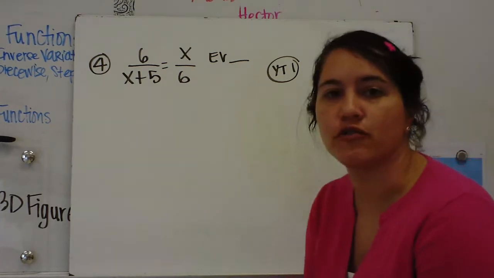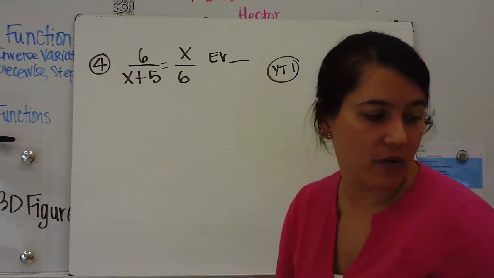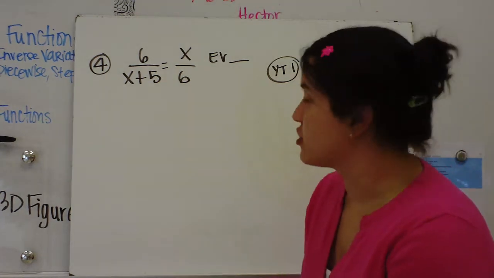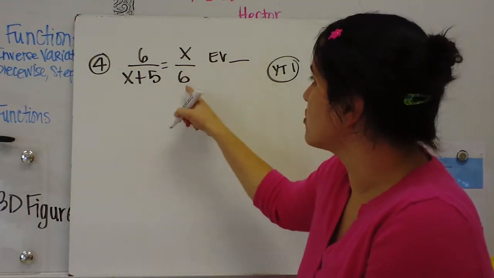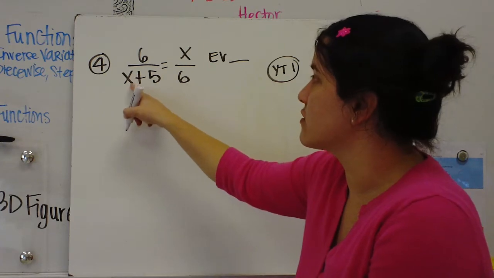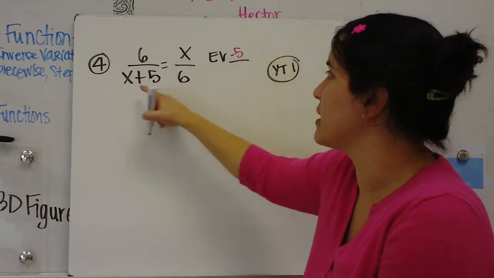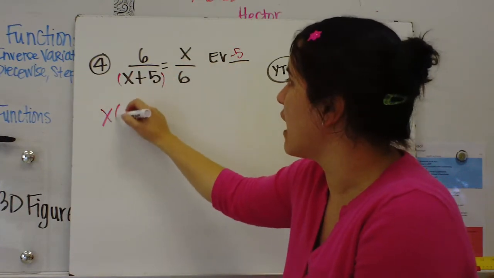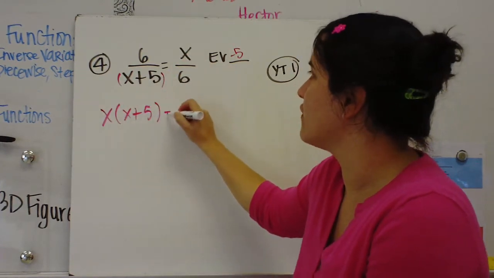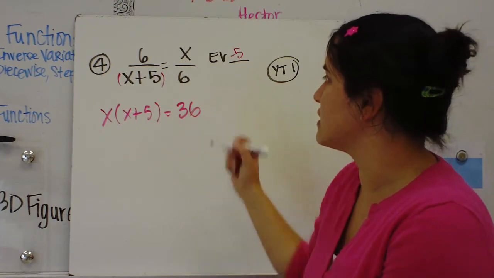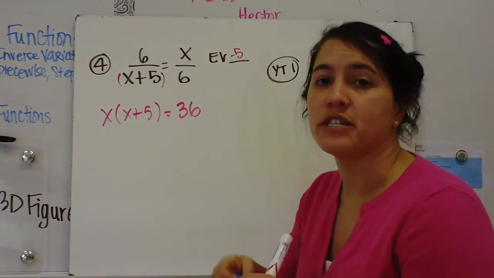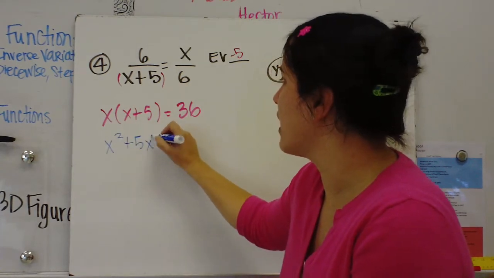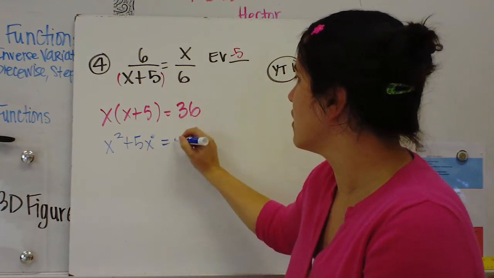All right, so now I'm going to show you number 4 on that worksheet. And then you're going to try number 1, because number 1 is just a proportion. So we're going to look at the excluded values. Right here is a 6. Right here the excluded value is going to be negative 5, because negative 5 plus 5 is 0. We're going to cross multiply, and we get x times x plus 5 equals 6 times 6 is 36. Now when you distribute, you're going to have x squared plus 5x equals 36.